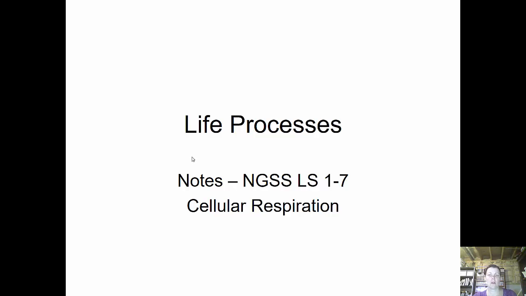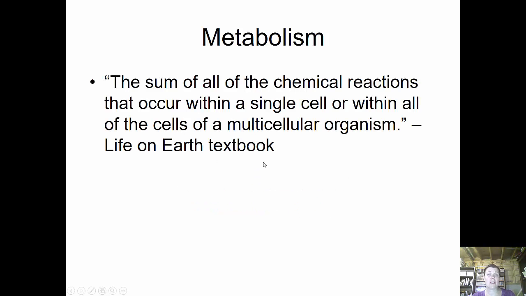Okay, this is going to be a lecture about cellular respiration, probably done in a couple of installments. To start, we need to let you know what metabolism is. From your textbook glossary, it says it's the sum of all the chemical reactions that occur within a single cell or within all the cells of a multicellular organism. So what does that mean?